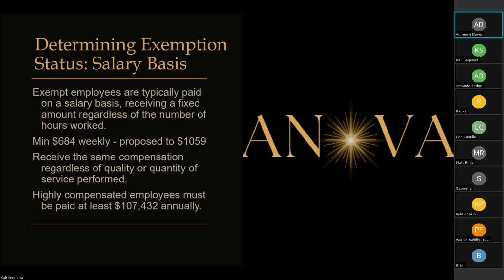meaning that if an employee leaves early, works longer hours, or has substandard work, they're still paid for that salary threshold. Recently, the DOL has proposed to increase the weekly salary threshold to $1,059 per week, and that is equivalent to $55,000.